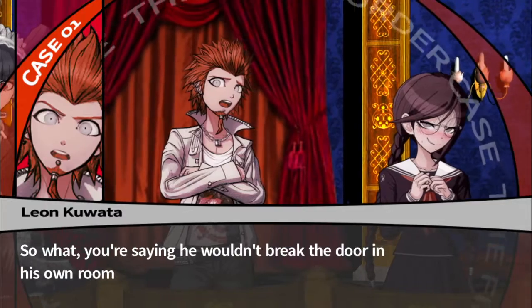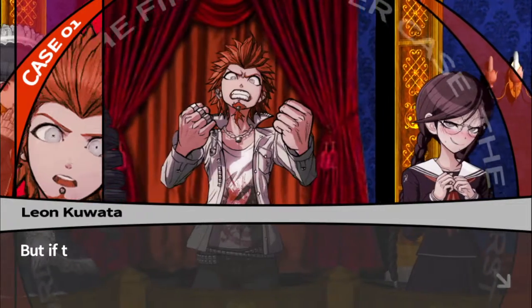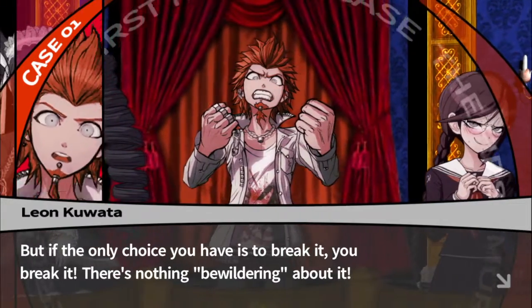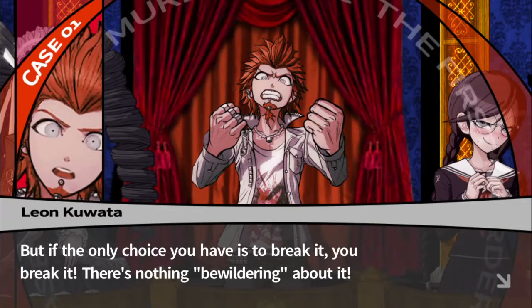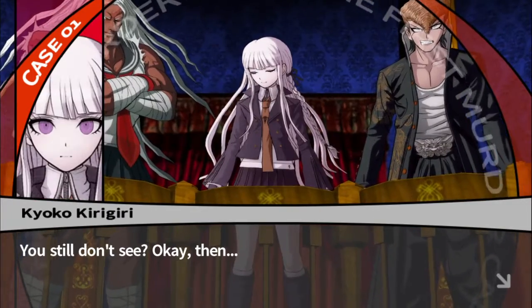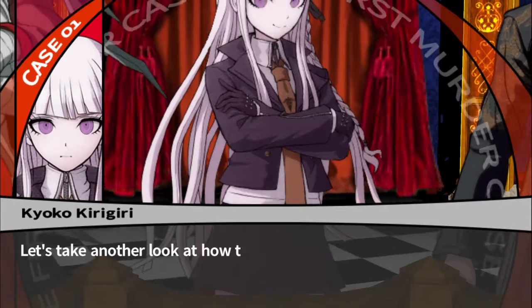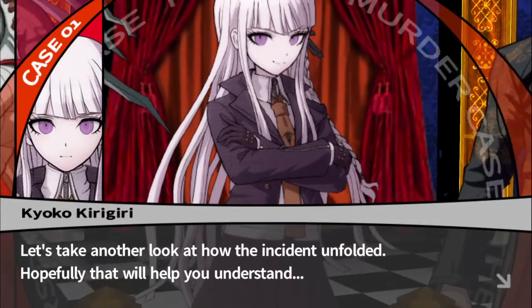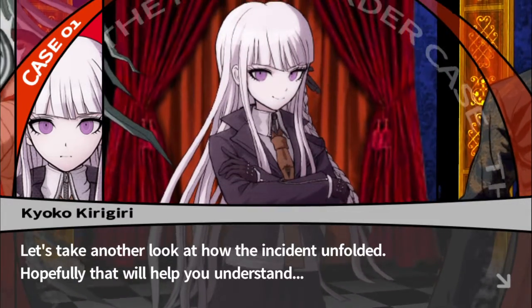So what? You're saying he wouldn't break the door in his own room? But if the only choice you have is to break it, you break it. There's nothing bewildering about it. You still don't see? Okay then, let's take another look at how the incident unfolded. Hopefully that will help you understand.